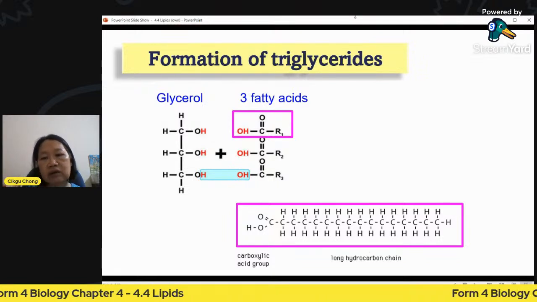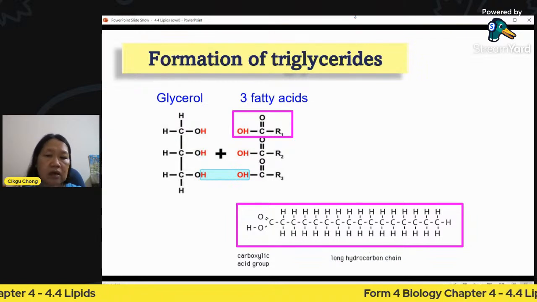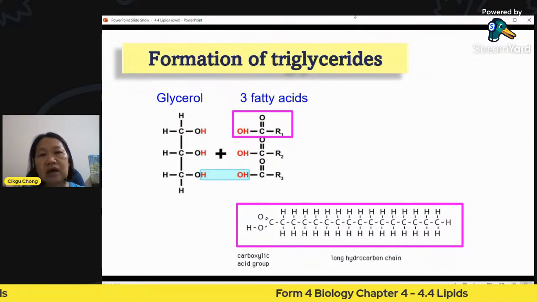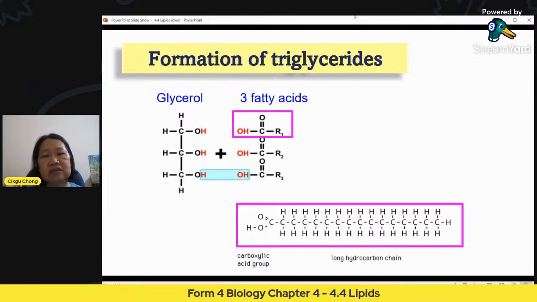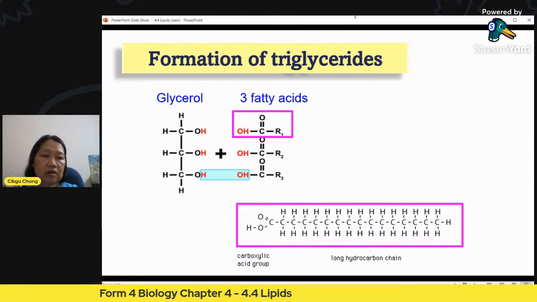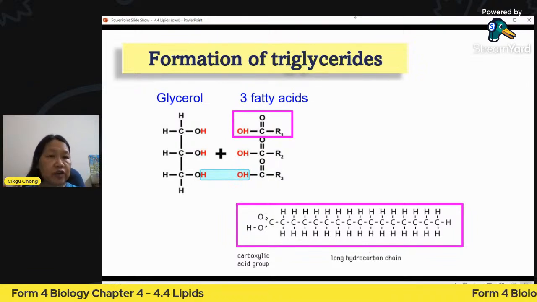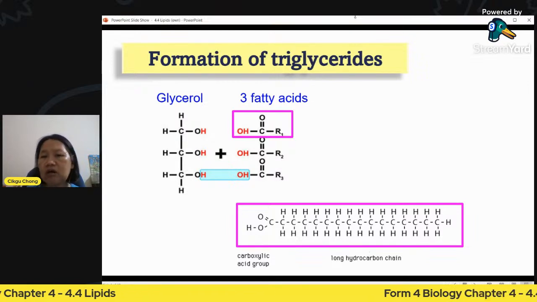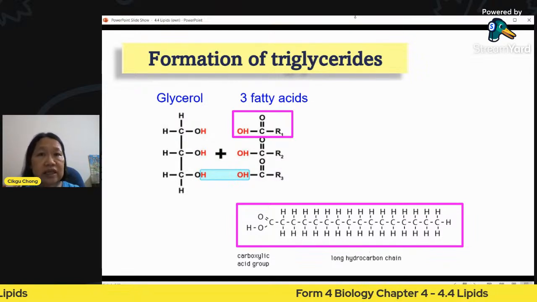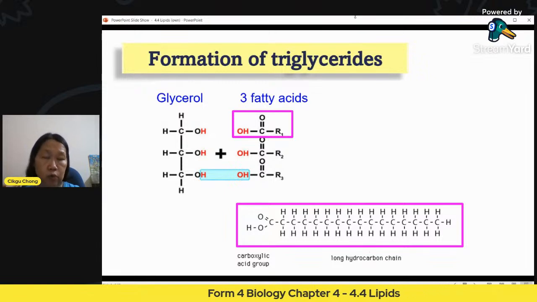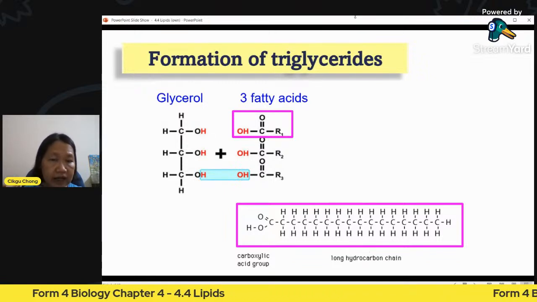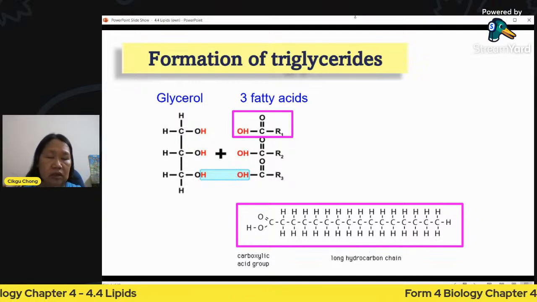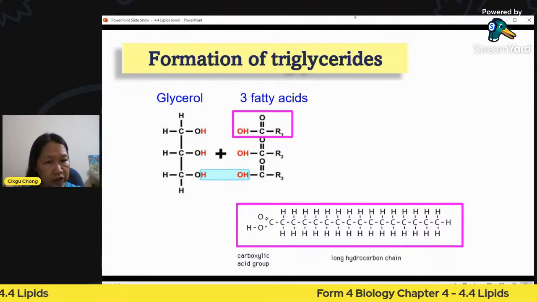So this is called a long hydrocarbon chain, and this is what makes oil or fat insoluble in water. Because the number of oxygen is very few and you have a very long hydrocarbon chain, it is insoluble in water. So you have three of it. I'm just highlighting just one, the one in the yellow or pink color box. So there are three of it.